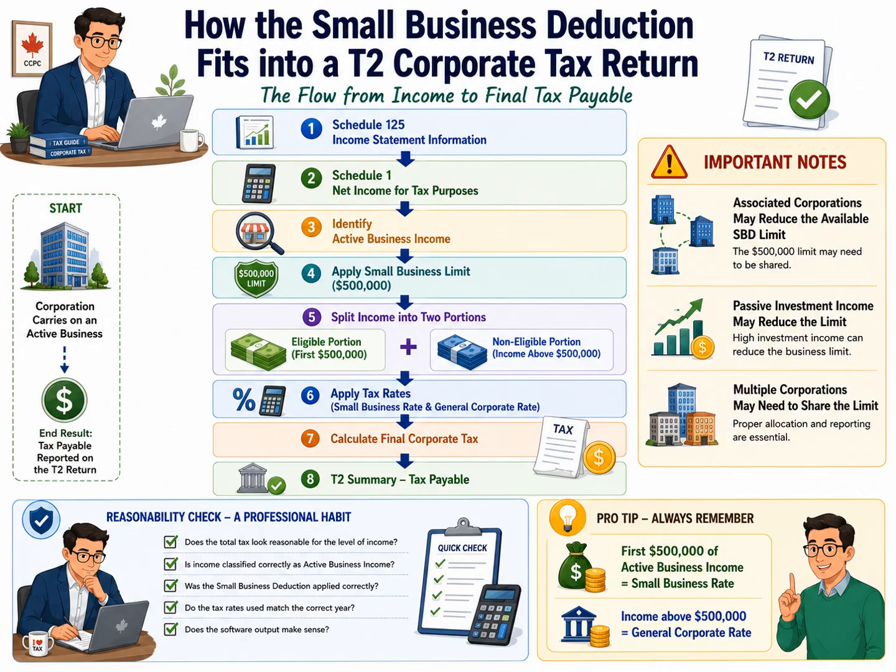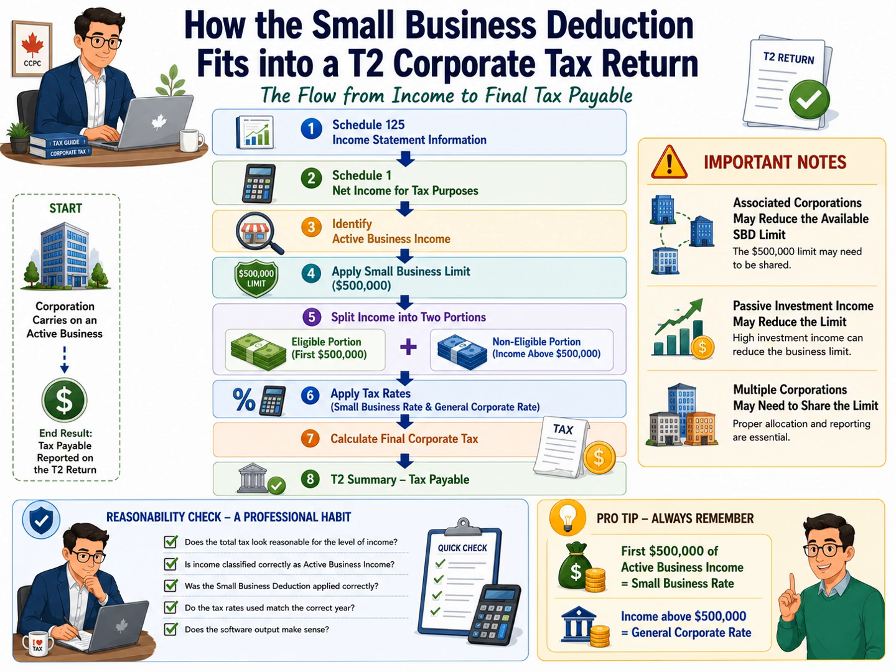The full $500,000 small business limit is not always available. If the corporation has associated corporations, the limit may need to be shared. High levels of passive investment income can also reduce the available business limit. In addition, when a business operates through multiple corporations, proper allocation and reporting become essential.